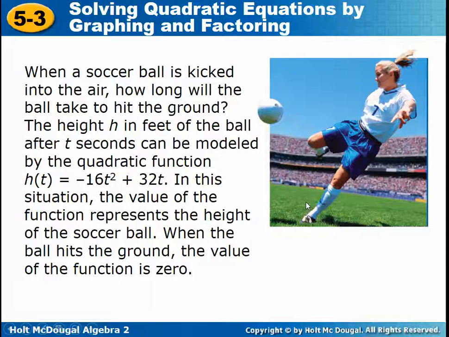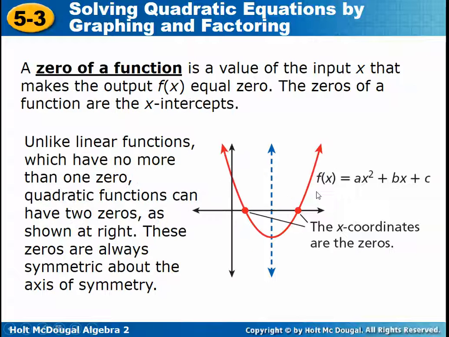The height h in feet of the ball after t seconds can be modeled by the quadratic equation h of t equals negative 16t squared plus 32t. Remember, t is time in seconds. In this situation, the value of the function represents the height of the soccer ball at different times. When the ball hits the ground, it'll be 0, because height will be 0.